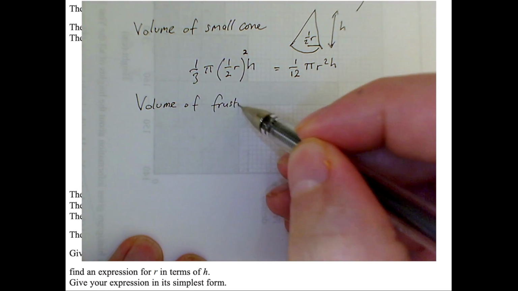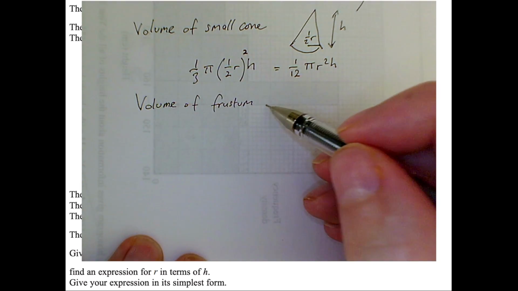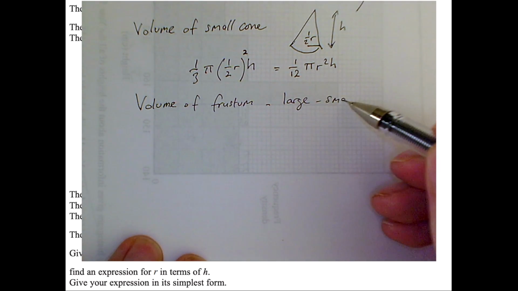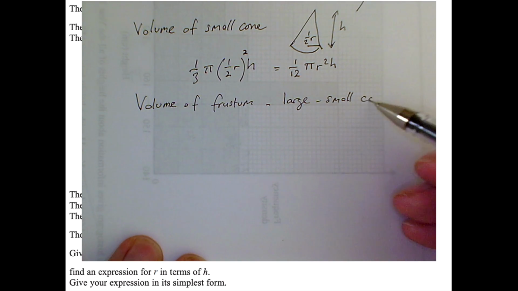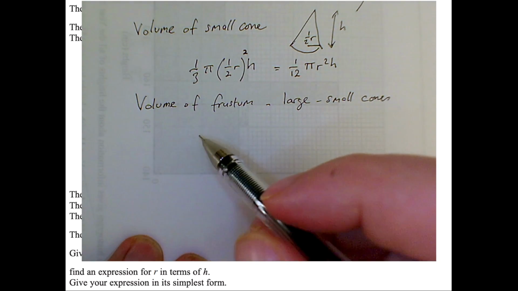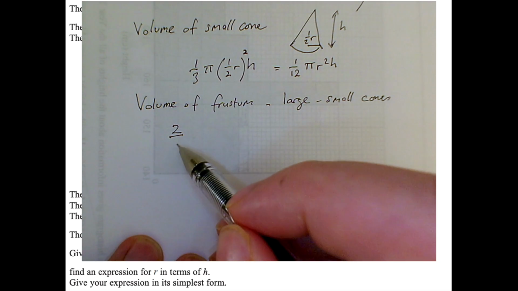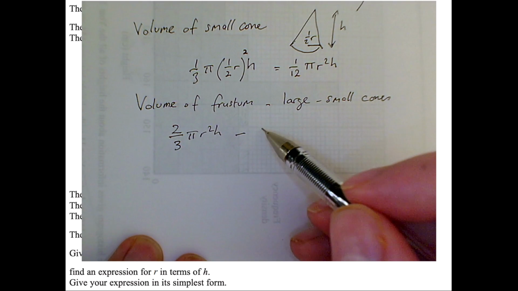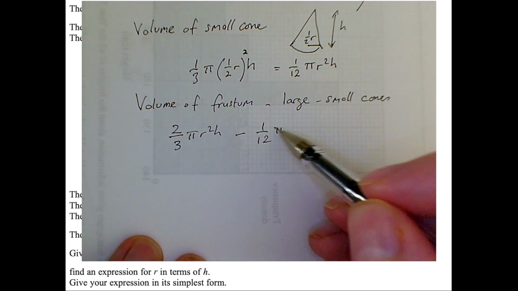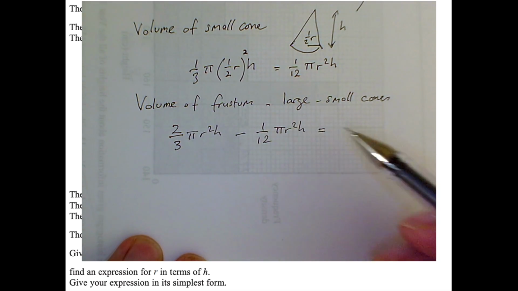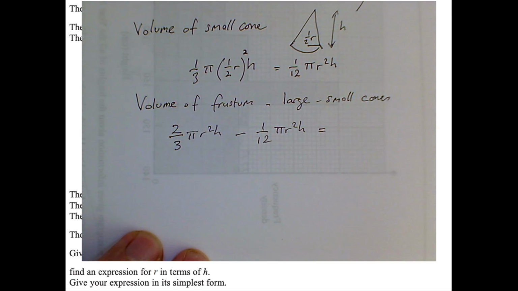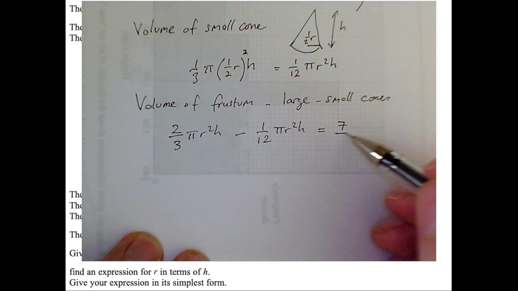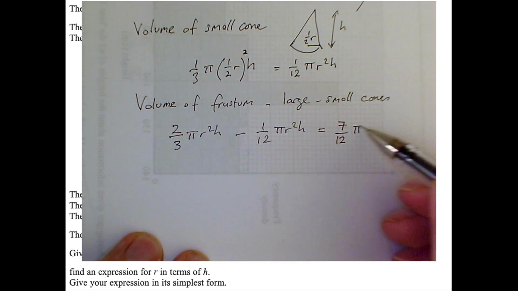And I can do that because I've got both of those volumes now. So just to remind myself, the large cone, take away the volume of the small cone, leaves me with that frustum base, doesn't it? So 2/3, which is the same as 8/12. 2/3 pi r squared h, take away a 12th pi r squared h is going to equal 7/12, isn't it? Because 2/3 is 8/12. 8/12 take away 1/12 is 7/12 pi r squared h.